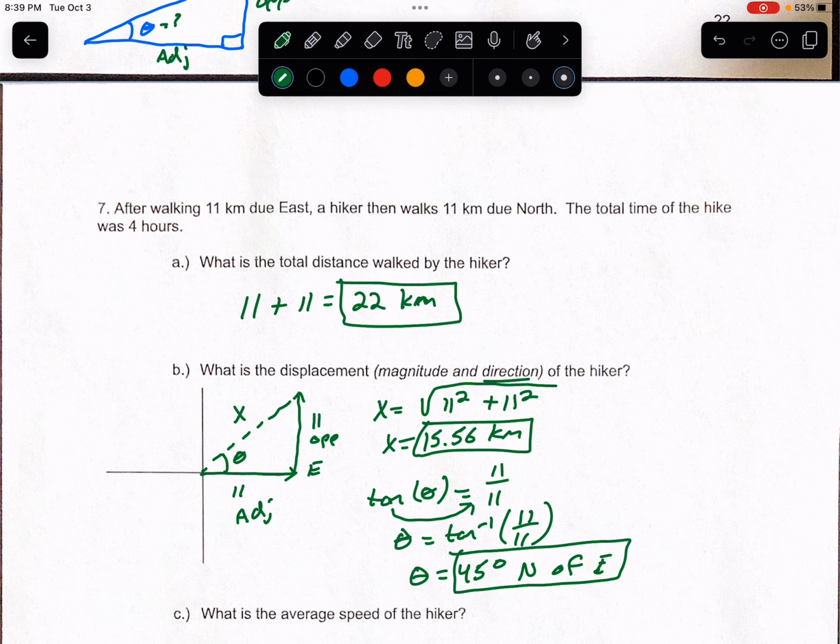Now, you could have gone the other direction if you want to. You could have gone north first and then east. You'd have gotten the exact same hypotenuse. In this case, you would have gotten the exact same angle because it's 45 degrees. It just would have been east of north.